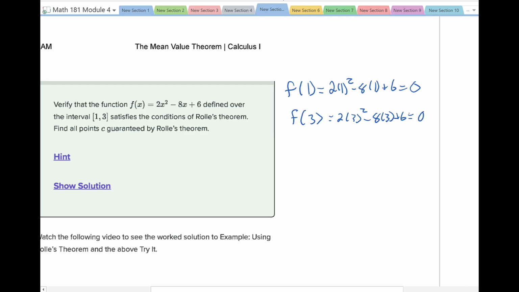Hey, look at that. So now if we look at f prime of x, we're going to get 4x minus 8. So 4x minus 8 equals 0. 4x equals 8. X equals 2. And 2 is within the interval from 1 to 3. So it works.